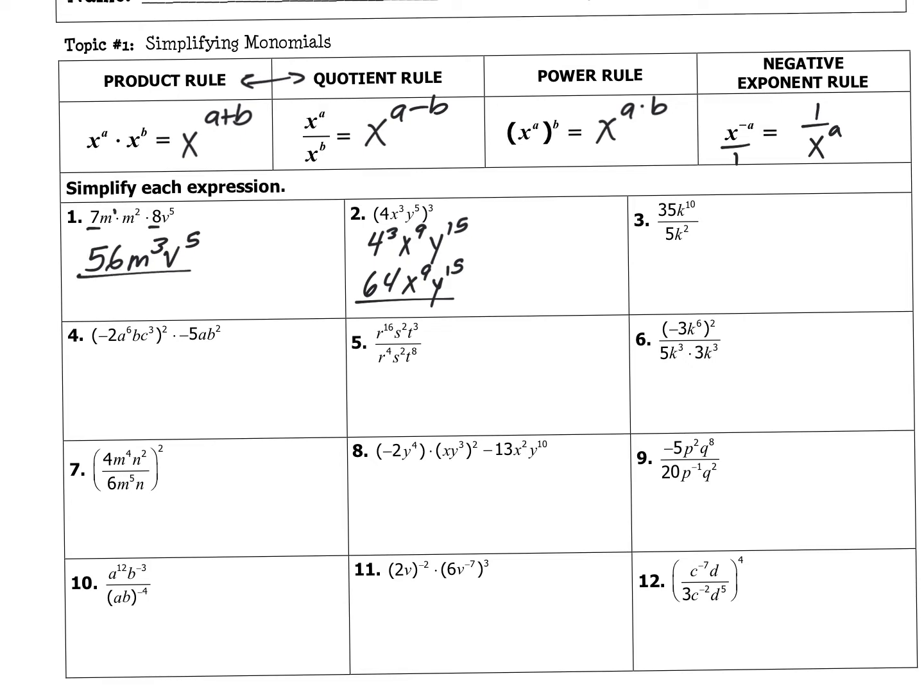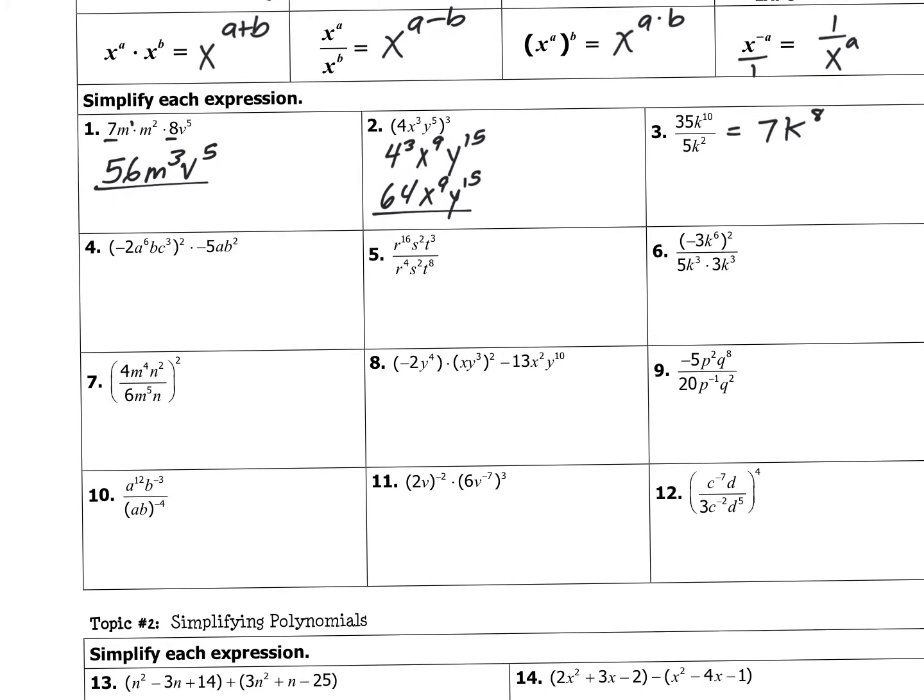So that's 64, x to the 9th, y to the 15th. Number 3 is the quotient rule. 35 divided by 5 is 7. K to the 10th divided by k to the 2nd, subtract, and you get k to the 8th. Number 4, power rule, then product rule, and power rule takes precedence. That is the one you need to simplify first. Negative 2 squared is positive 4. A to the 6th times 2 is a to the 12th. B to the first times 2 is b squared. And c to the third times 2 is c to the 6th.